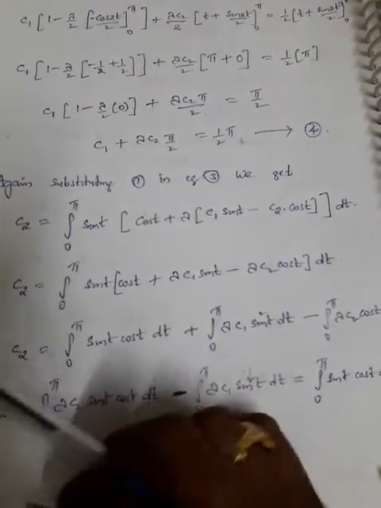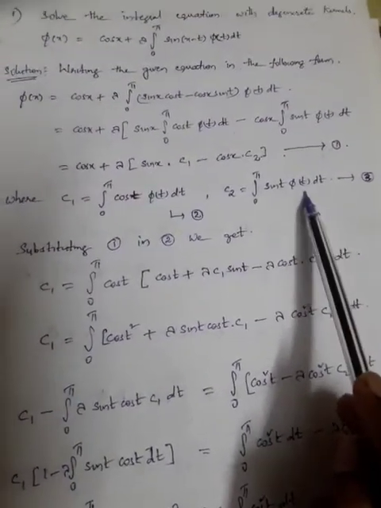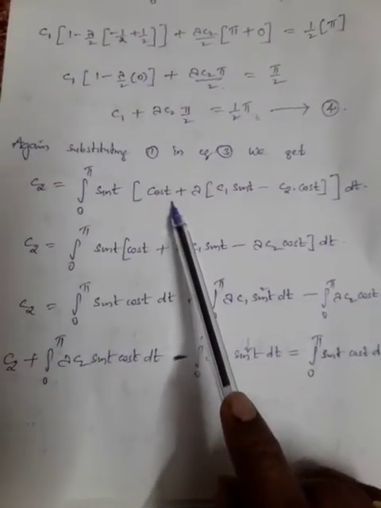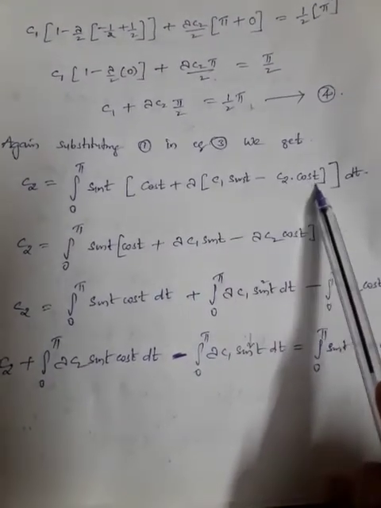Now as we already discussed, again we have to substitute this one, substituting in equation number 3 in the place of phi of t. Now we will write that in the form of like this again. Wherever x is there, we will put t. So cos t plus lambda c1 sin t minus c2 cos t dt.